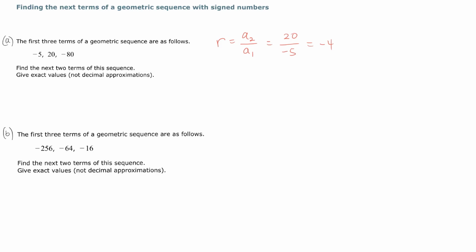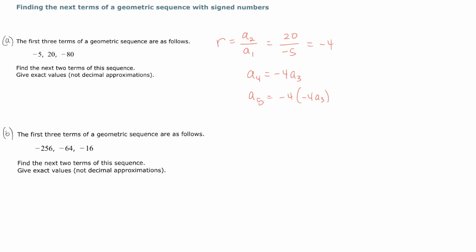So to get to the next term, we simply take a sub 4, which is going to equal negative 4 times a sub 3. And then, of course, a sub 5 is going to equal negative 4 times negative 4 times a sub 3. So you just simply multiply by negative 4 each time to get to the next term.